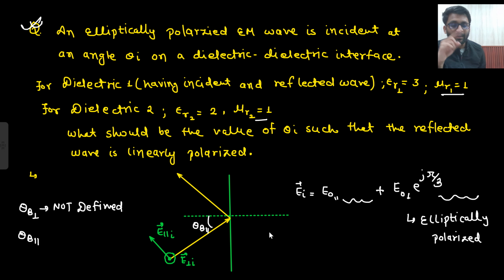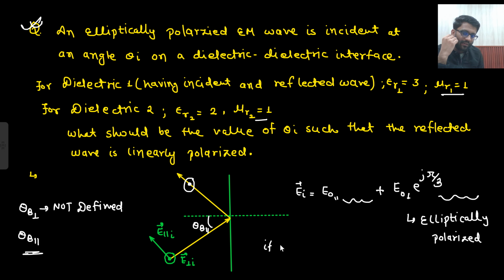Then my reflected wave will not have any parallel component. What we study is that if your wave is incident at the Brewster angle, then there will be no reflected wave. The complete wave will be transmitted. But here there are two components. Parallel component is also there and perpendicular component is also there. So in your reflected wave, what you will have? Only one component, that is perpendicular.